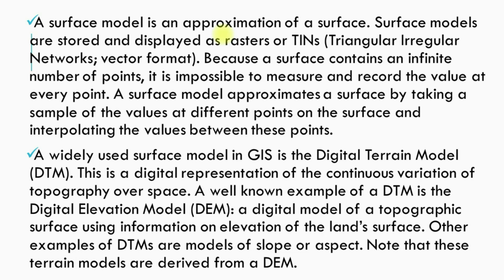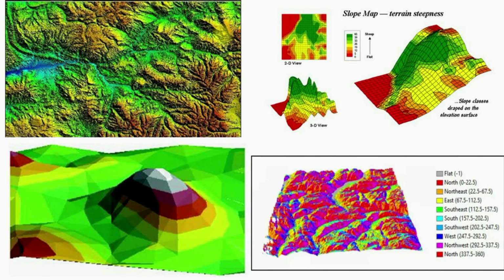A widely used surface model in GIS is a digital terrain model, DTM. This is a digital representation of the continuous variation of the topography over space. A well-known example of a DTM is the digital elevation model, DEM, a digital model of a topographic surface using information on elevation of the land surface. Other examples of digital terrain models are models of slope or aspect. Note that these terrain models are derived from the DEM. So these are the four images of the concepts we were talking about.